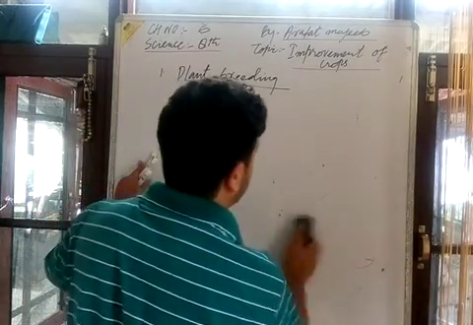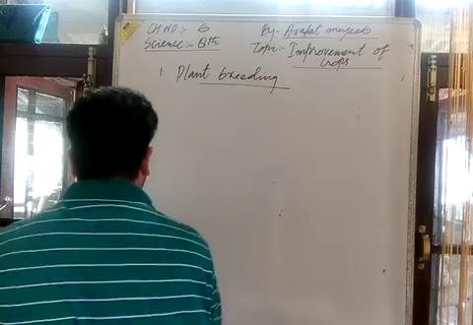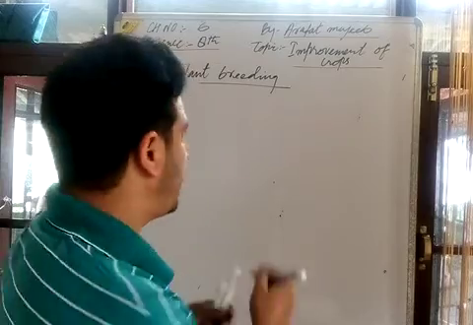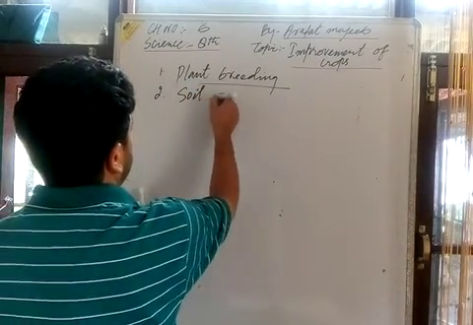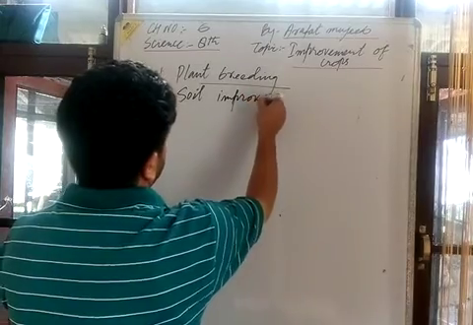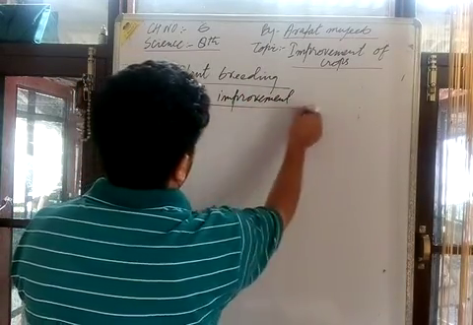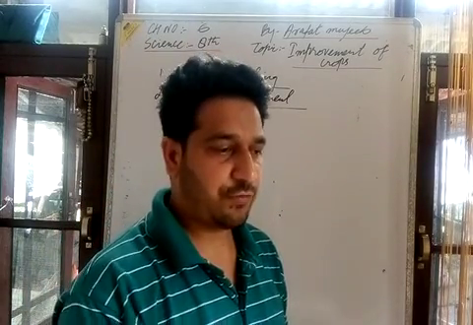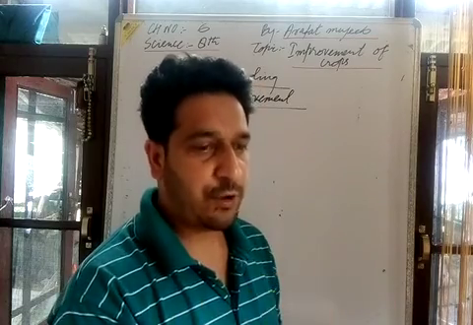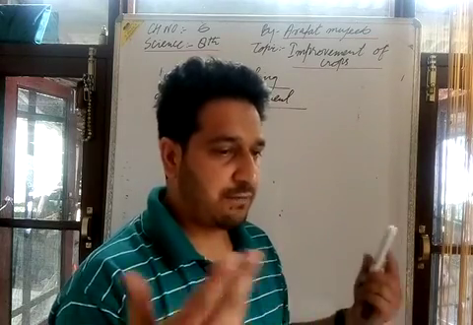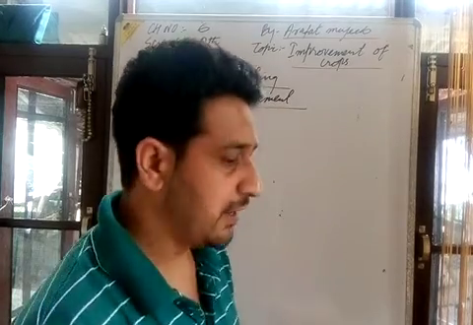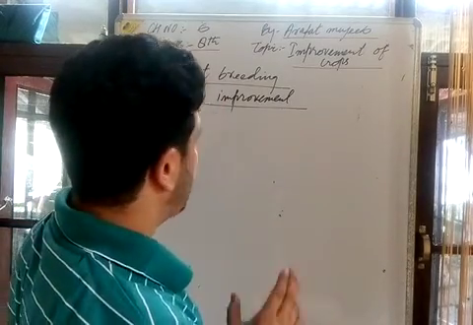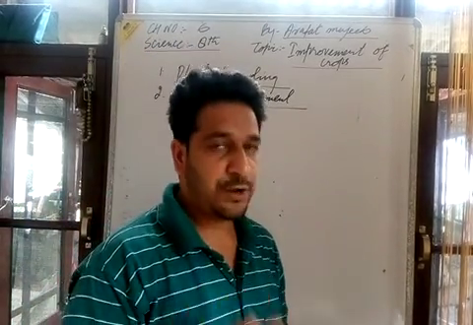Now the second way in improvement of crops, the second one to improve crop yield, is soil improvement. We know that soil plays an important role in the development of crops, because crops grow in the soil. First of all we sow the seed, then it develops into saplings, then the saplings develop into a crop with high yield. Therefore it is important that we have better soil. We should improve soil.